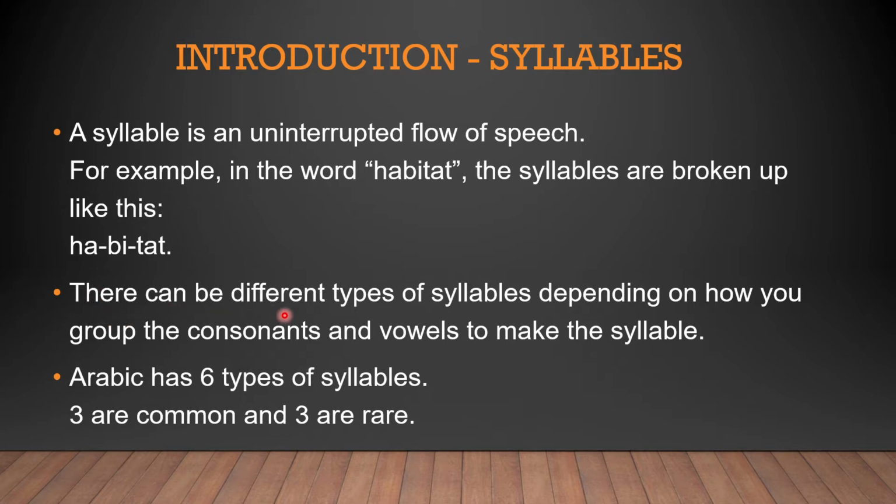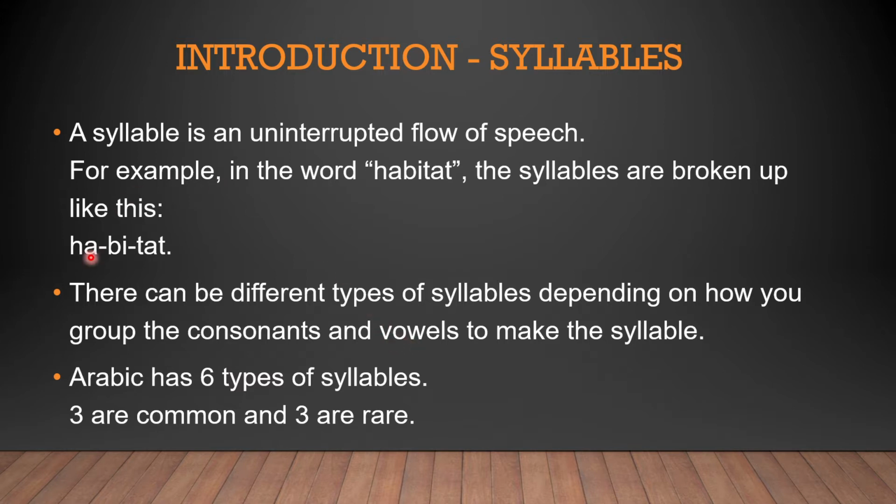Now there can be different types of syllables. Different types of syllables depend on how you group the consonants and vowels. Even here, there's ha, but that's not the same as tat. There's another letter here, there's an extra one, so it's not the same. The ha has only 2 letters, but tat has 3 letters. So there can be different types of syllables depending on how you group the consonants and vowels together.